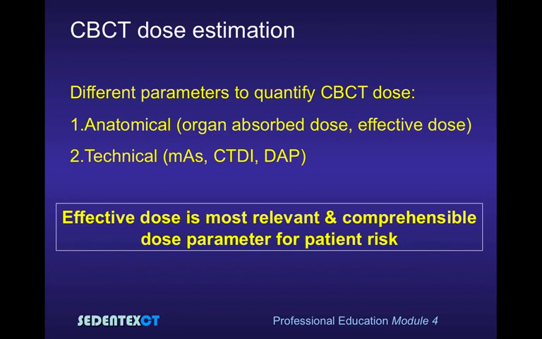We can talk about radiation dose in a very practical, simple way by looking at the current and the exposure time, the mAs in other words. Or we can use more complicated methods that are based on technical measurements, such as the CT dose index or dose area product. But effective dose is the most relevant and comprehensible dose parameter to demonstrate patient risk. So that's what we're going to concentrate on.